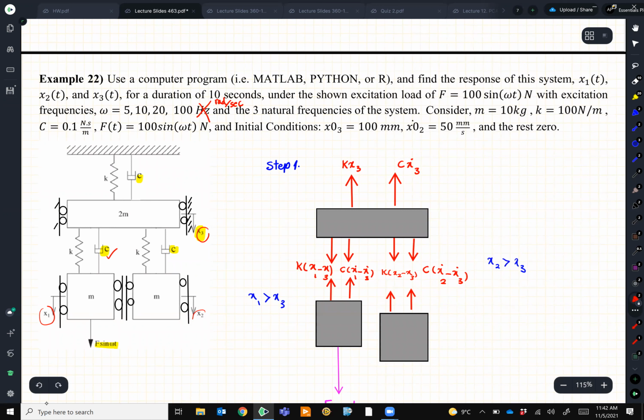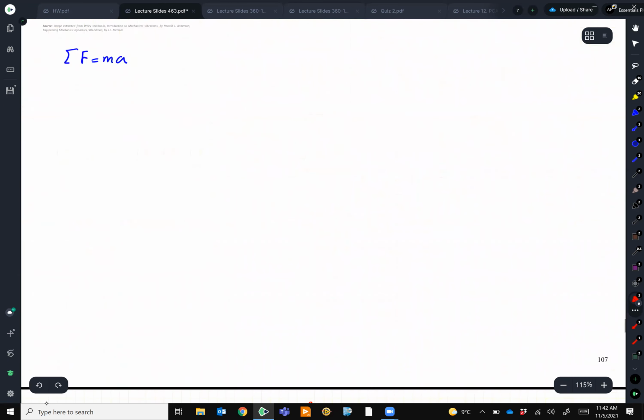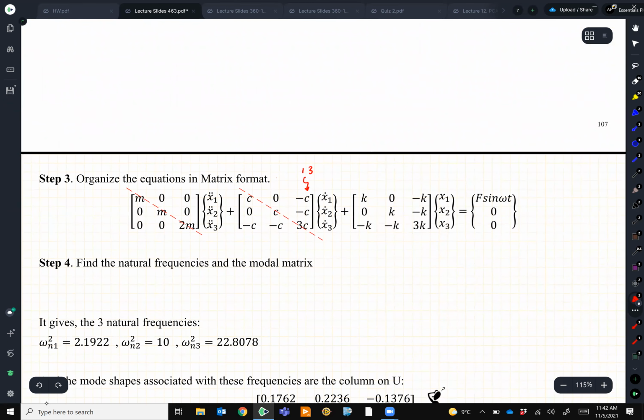What about between 2 and 1? I don't have anything connecting them. That's why you will see in my matrix, 2 and 1, I don't have anything. So a quick way to check is, this is your first row, second row, third row, first column, second column, and third column. So for each element, you can quickly check which one is which. And if you don't want to do that, that's okay, if you are sure that your equation is correct.